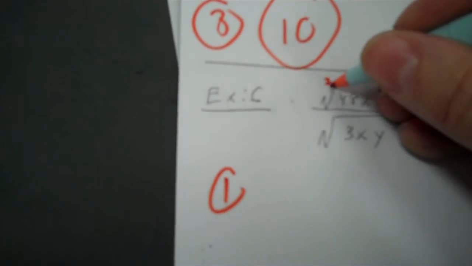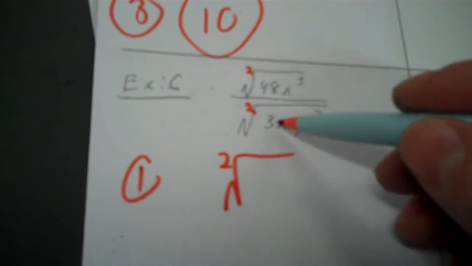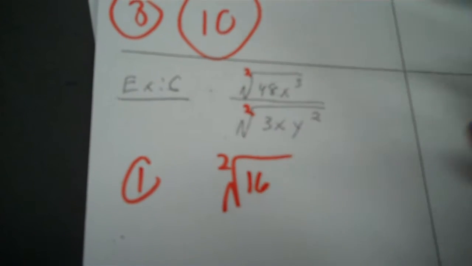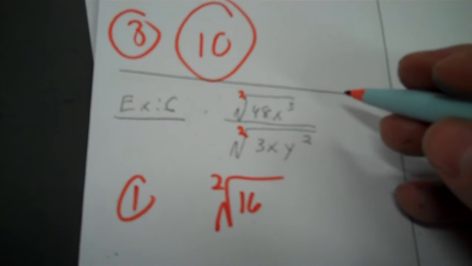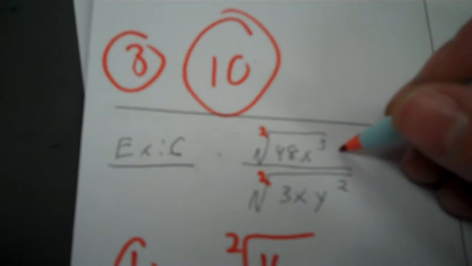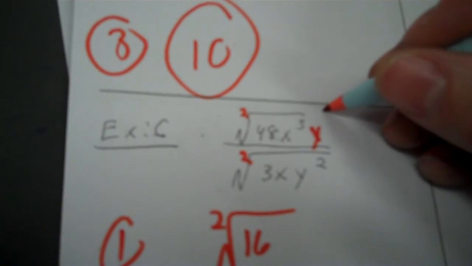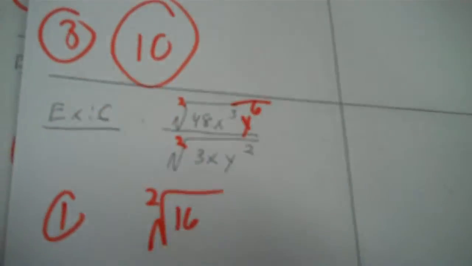Okay, remember these are 2's, so I make one square root. First thing I'm looking at, dividing 48 by 3, and I'm getting 16. Okay, can you do me a favor? Can you get rid of this? Put a y to the 6th up there if you could, in the radical. Okay, I forgot about that.